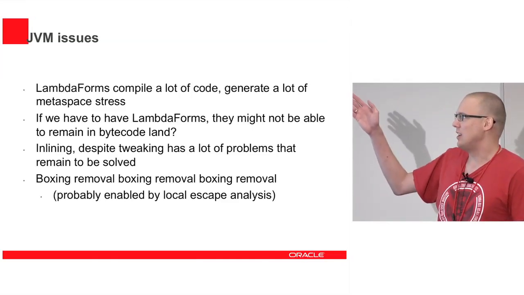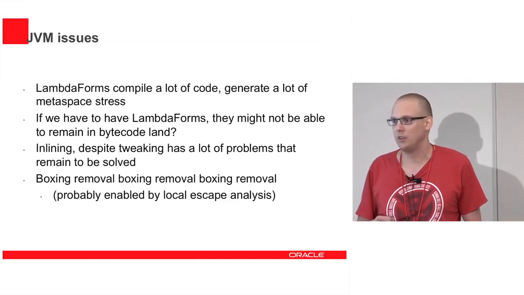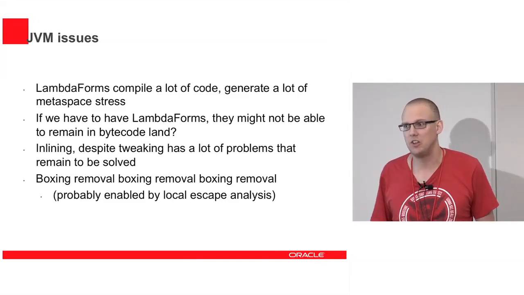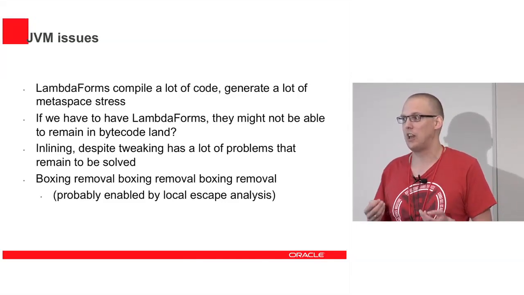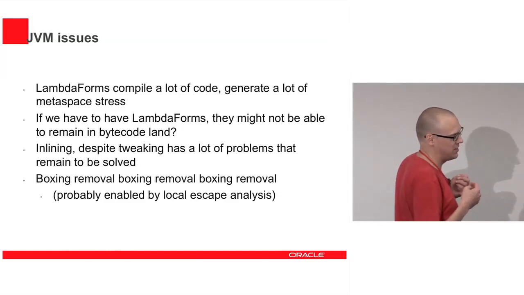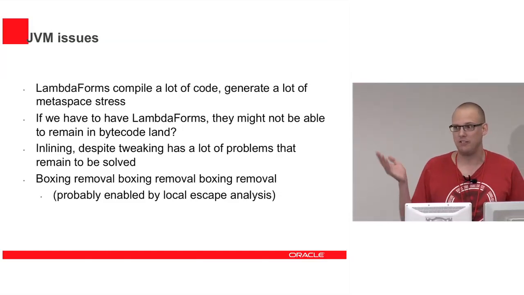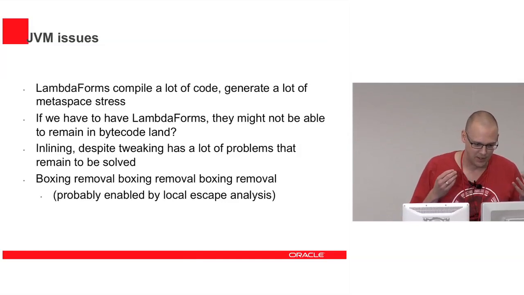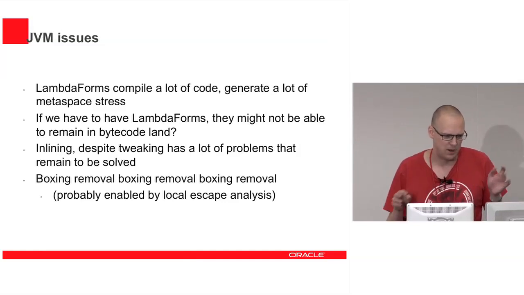But even if we generate perfect code, we still have a lot of extra code generation, a lot of metaspace in a world with Lambda forms than we did in the Java 7 world. So there is inherent overhead to using Lambda forms, even if we were to compile perfectly. So inlining, despite tweaking, has some problems that need to be solved.